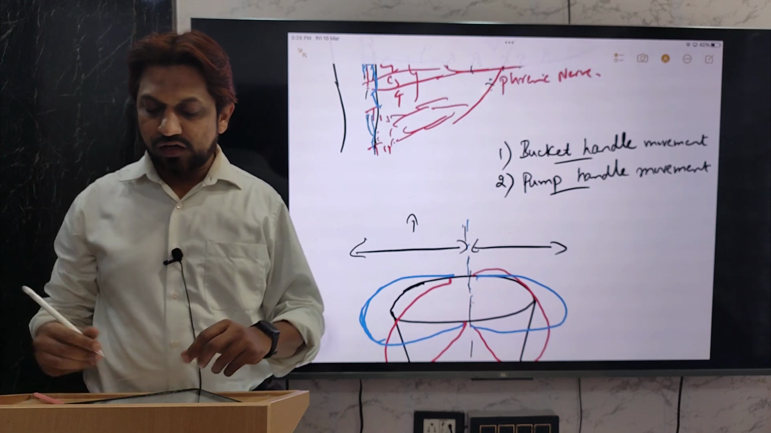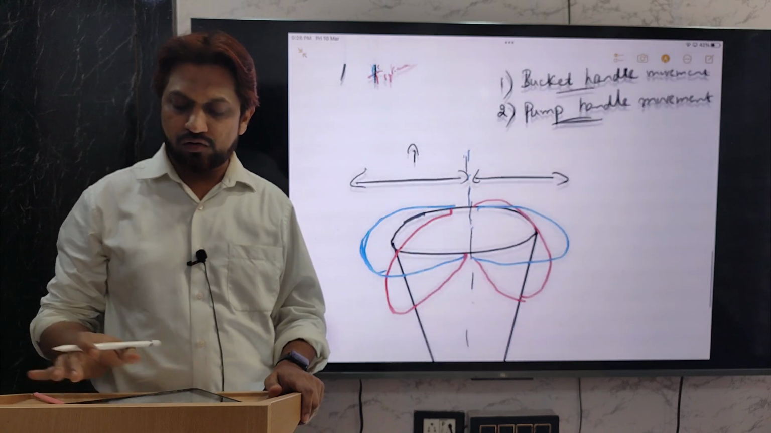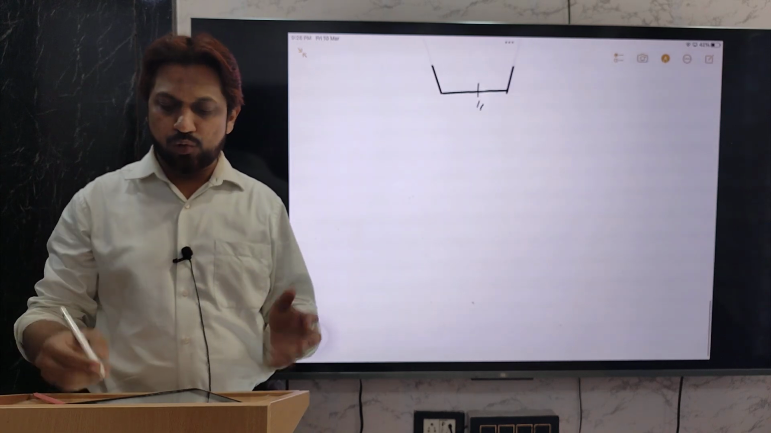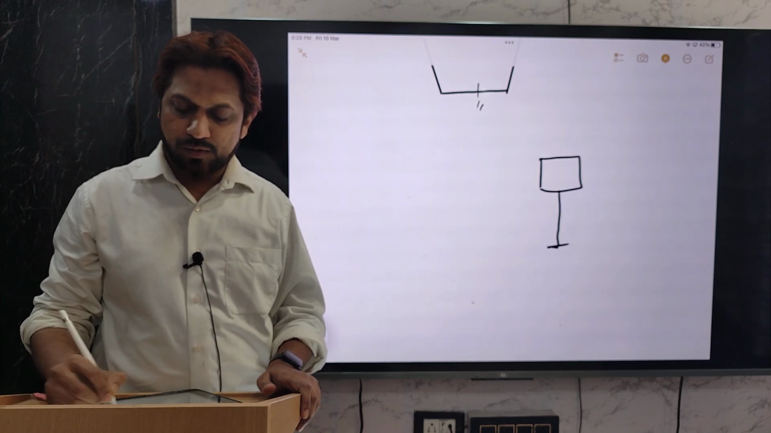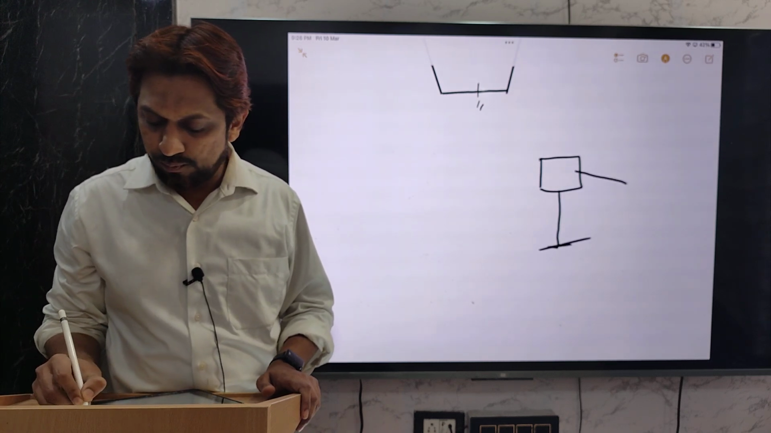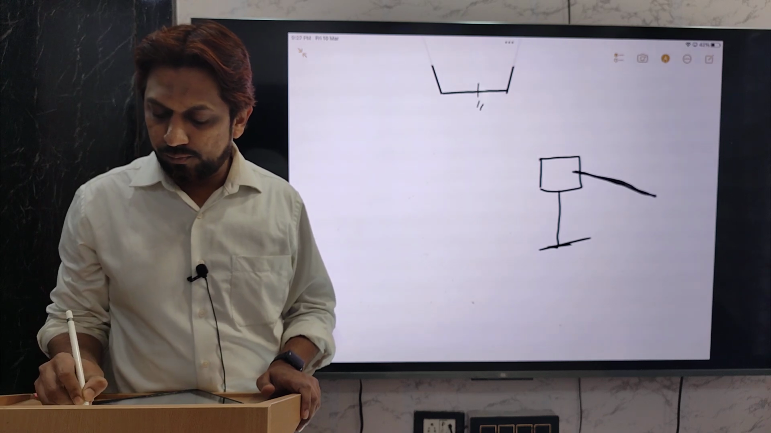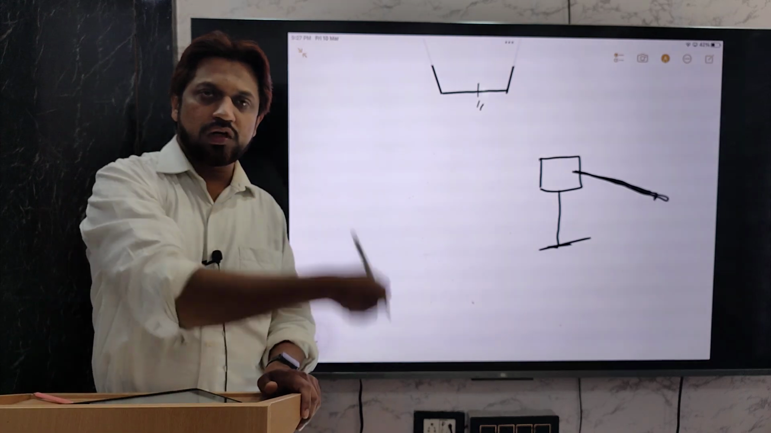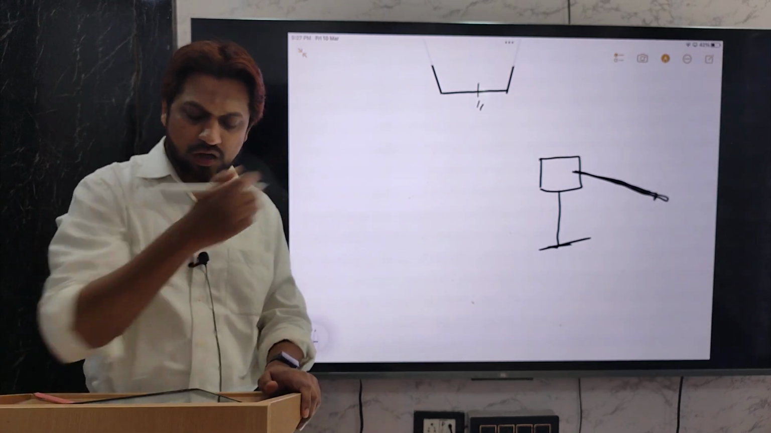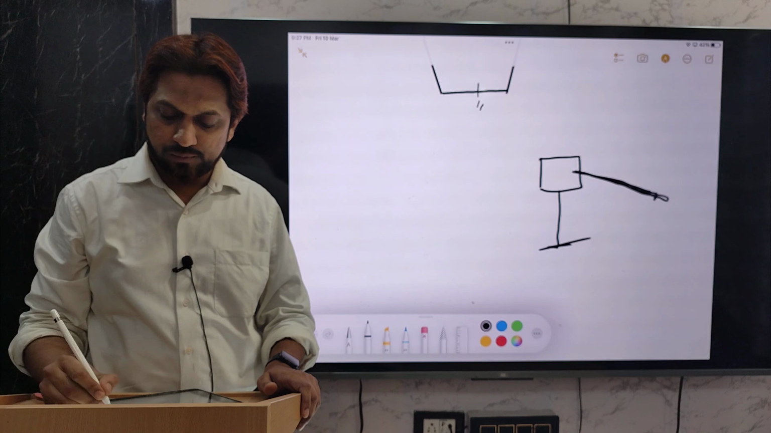ribs? That is typically the pump handle movement. I hope you have seen a hand pump or borewell. There is one pump handle there, and usually you manually raise it and put it down to get the water.